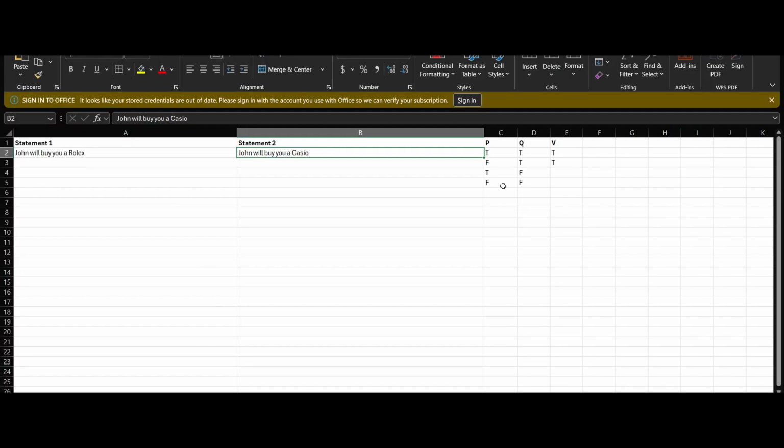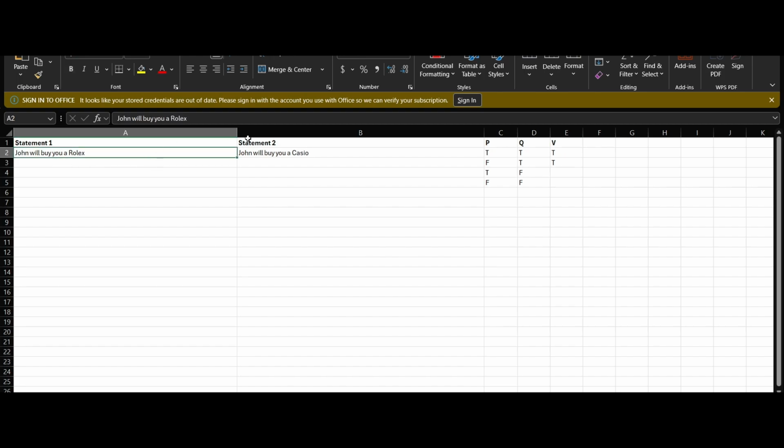See right here? John still bought you a Casio. So the statement, because the disjunction is basically just the word "or", if that is a good hook for you to learn it easier, disjunction is basically the word or. Okay? So John will buy you a Rolex or a Casio, and he did buy you a Casio. So that means that the disjunction will be true.